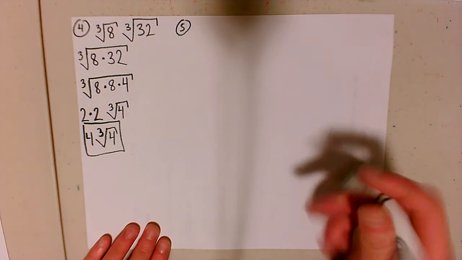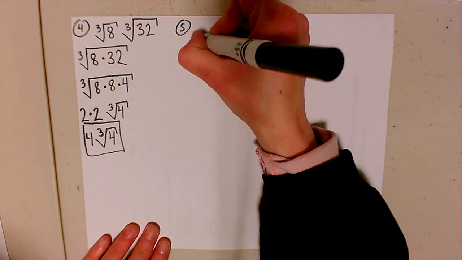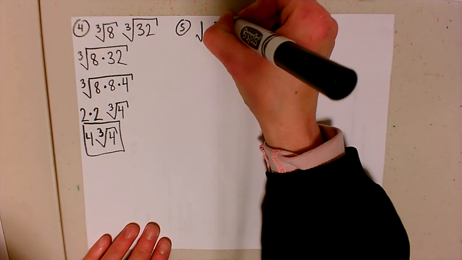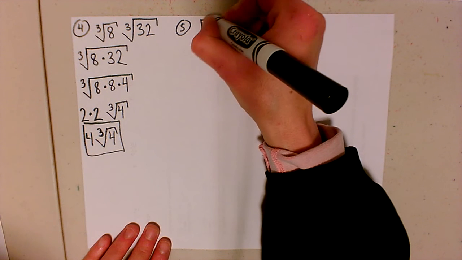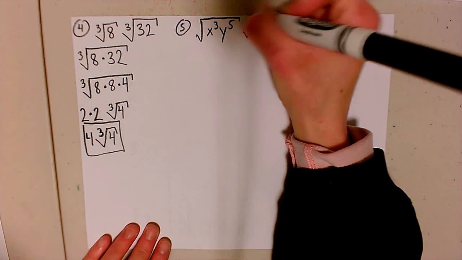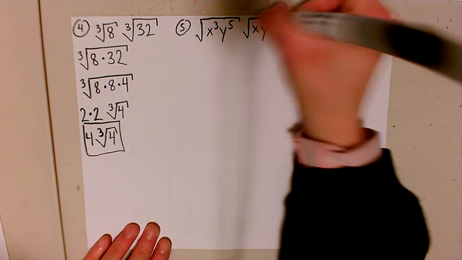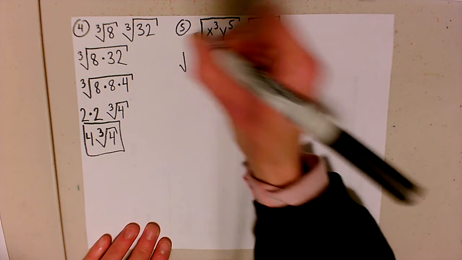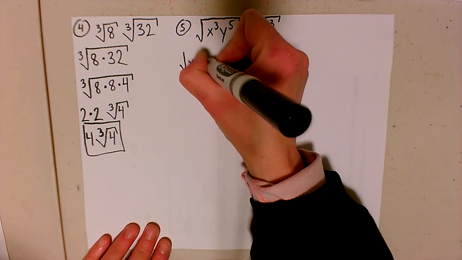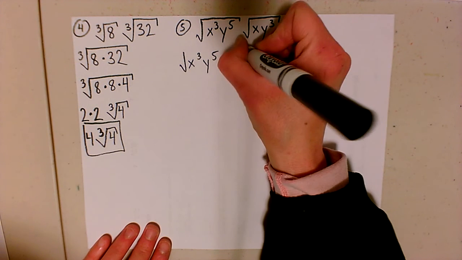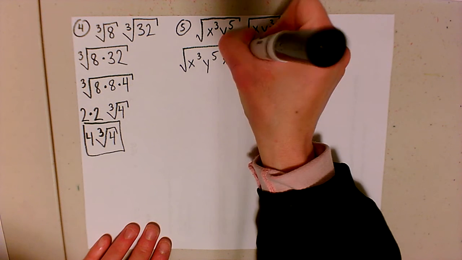For number 5, I have the square root of x cubed y to the 5th times the square root of xy cubed. Alright, so if we put everything under one radical, I have x cubed y to the 5th x y cubed.